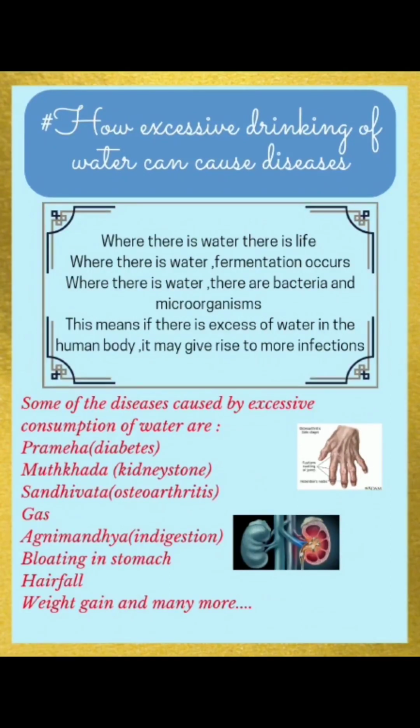Let it be PCOD, thyroid, let it be anything. All these increase with increase in the body water. If we reduce the water, excess water in our body, the Agni in our body will increase and will dominate over the Jala Mahabhut, and this will prevent all the diseases.